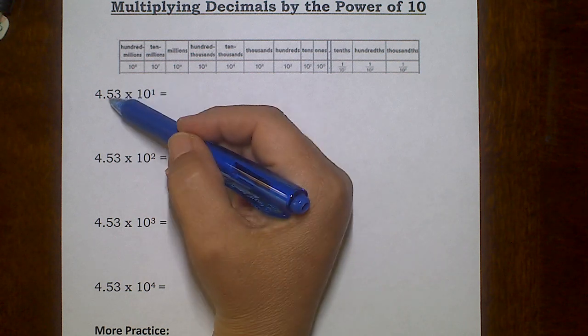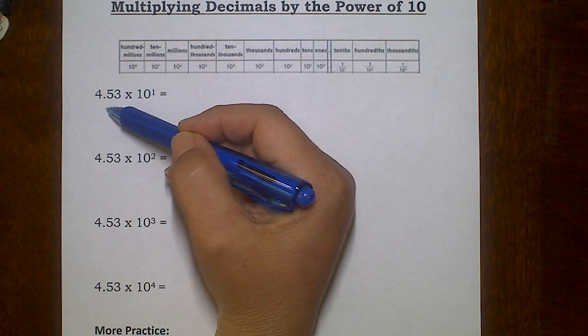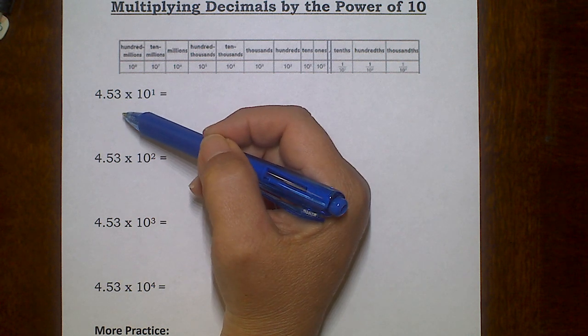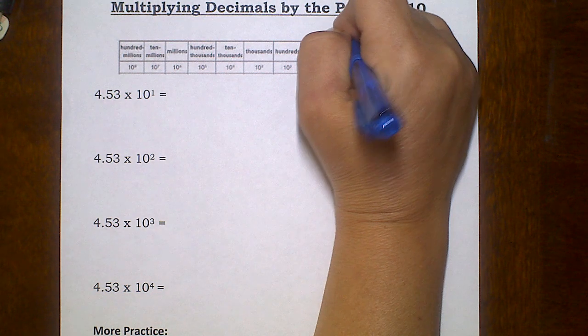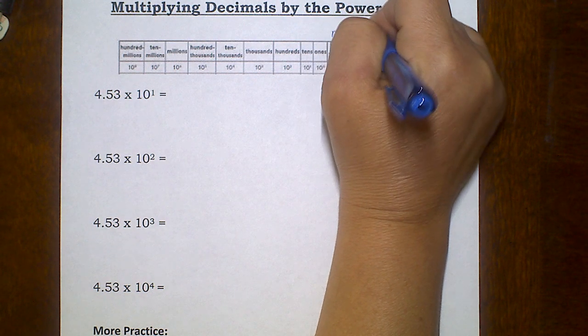You can see here the first problem I have is 4 and 53 hundredths multiplied by 10 to the first power. And if you remember the trick when we talked about powers of 10 in school, 10 to the first power means the exponent 1, so that's equal to 10. So when you're doing problems like this, though, it's easier if you use a trick of movement. And when you're multiplying with movement of powers of 10, you're always moving to the right. So I'm going to write up here, when you multiply, you're moving to the right.